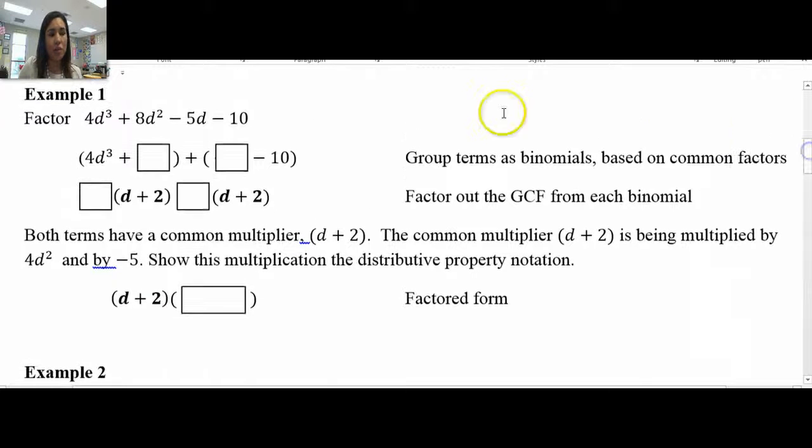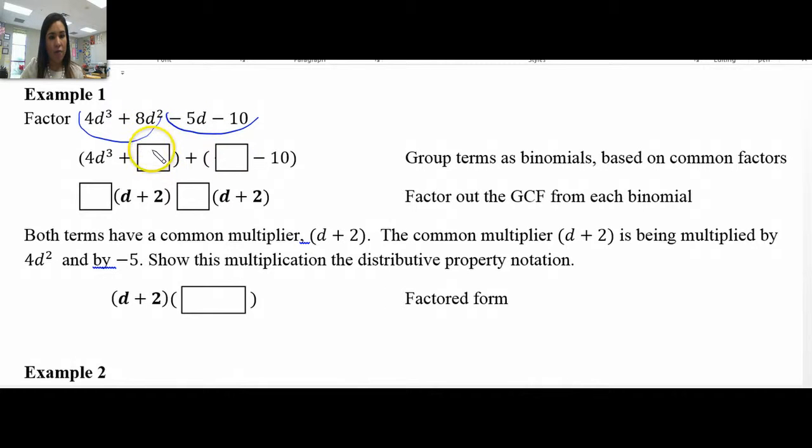In example 1, we have 4d cubed plus 8d squared minus 5d minus 10. So what we're going to do is make groups. The first thing I'm going to group is these, and then I'm going to group these. So we're grouping them as binomials, and then trying to see if they have common factors. Right away I'm going to see if I can factor anything out from here.